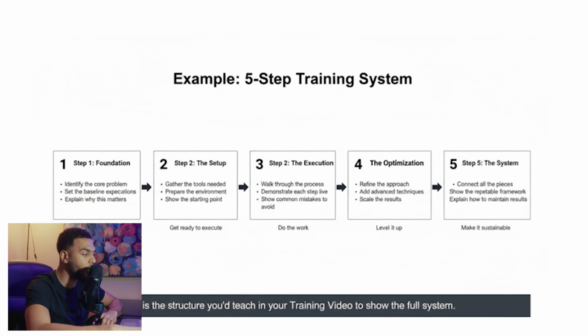And then step 4 is the optimization. You're going to refine the approach, add advanced techniques, and then scale the results. That's when you're going to level it up. So they have everything good with execution, now they just need to turn it up to level 2. This is when they're going to come back to your video and watch it again.